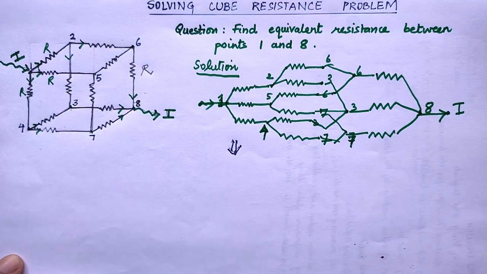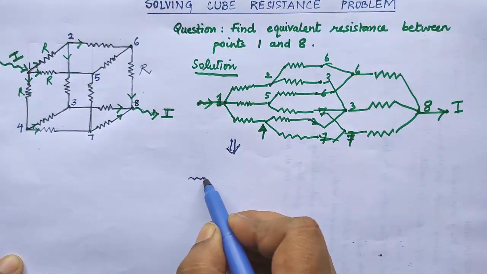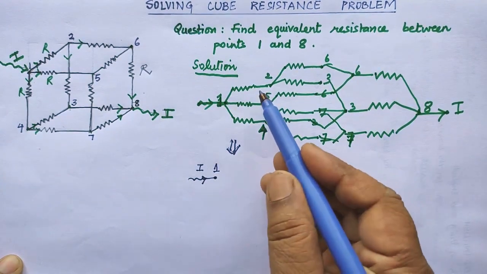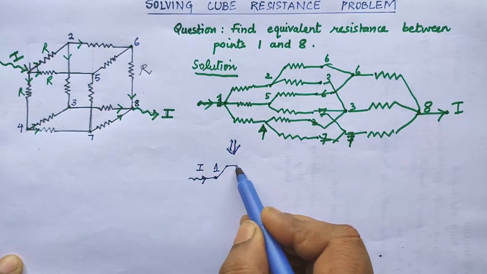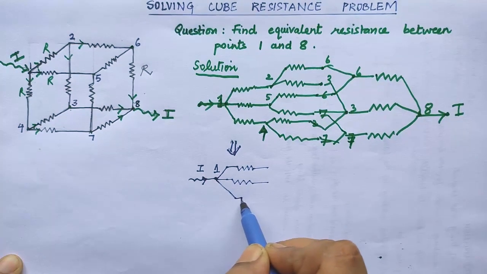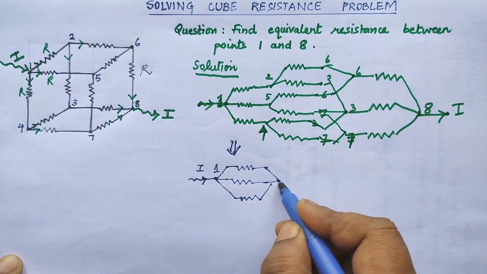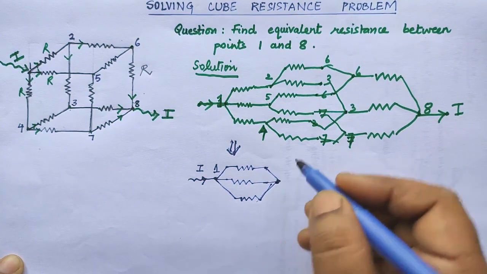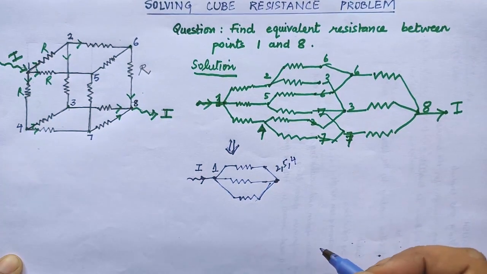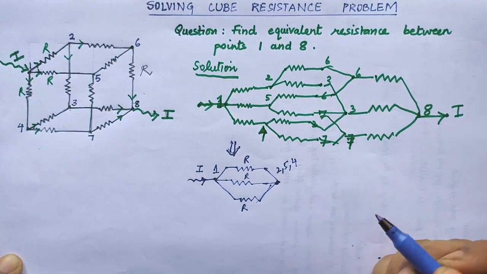Now let us redraw this. Redrawing this diagram here. Current enters at point 1. Then it encounters 3 resistances. So let me draw it: 1, 2 and 3. And these 3 resistances are now combining together at one point. This point has the same potential, so let us label it as point 2, having the same potential. Here the value of resistance, of course, is the same.